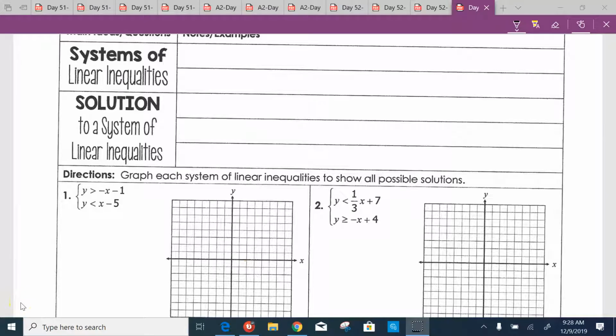Good morning. Today we're going over systems of linear inequalities. Basically, we're going to be graphing two kinds of inequalities and figuring out where their shaded zones intersect, if they intersect at all. So, some quick explanation.